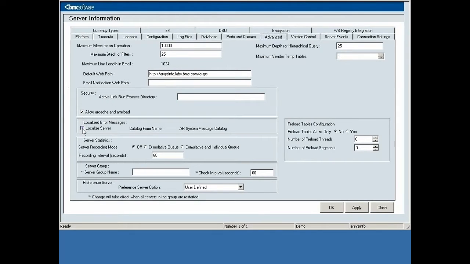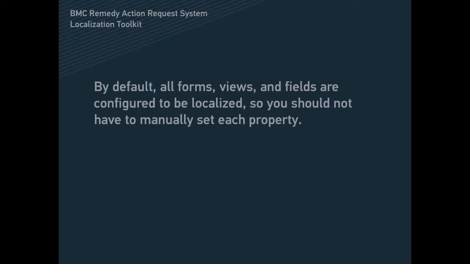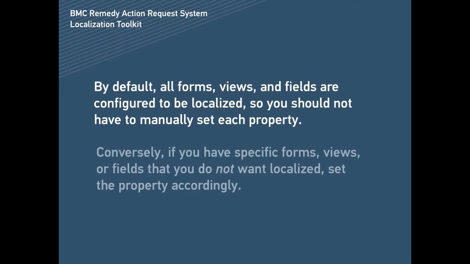This enables such tasks as searching entries in localized forms and using the AR System Message Catalog to load system messages. By default, all forms, views, and fields are configured to be localized, so you should not have to manually set each property. Conversely, if you have specific forms, views, or fields that you do not want localized, set that property accordingly. For more details, see the white paper called Localizing Your BMC Remedy Action Request System Application.